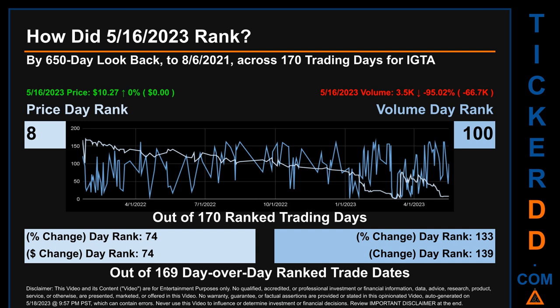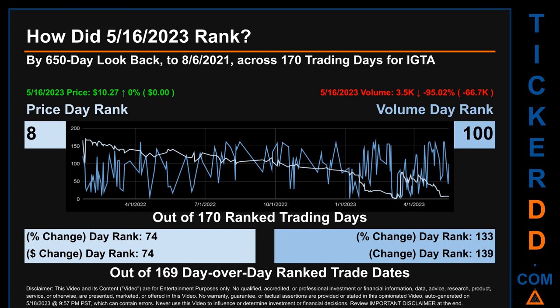How did May 16, 2023 rank for IGTA? By 650 calendar day look back to the 6th of August 2021, across 170 trading days, of which May 16, 2023 price ranked 8 while its volume ranked 100. Each of the 170 trading days were ranked amongst themselves by highest end-of-day price and volume, with a rank of 1 being the highest and 170 being the lowest ranked day.